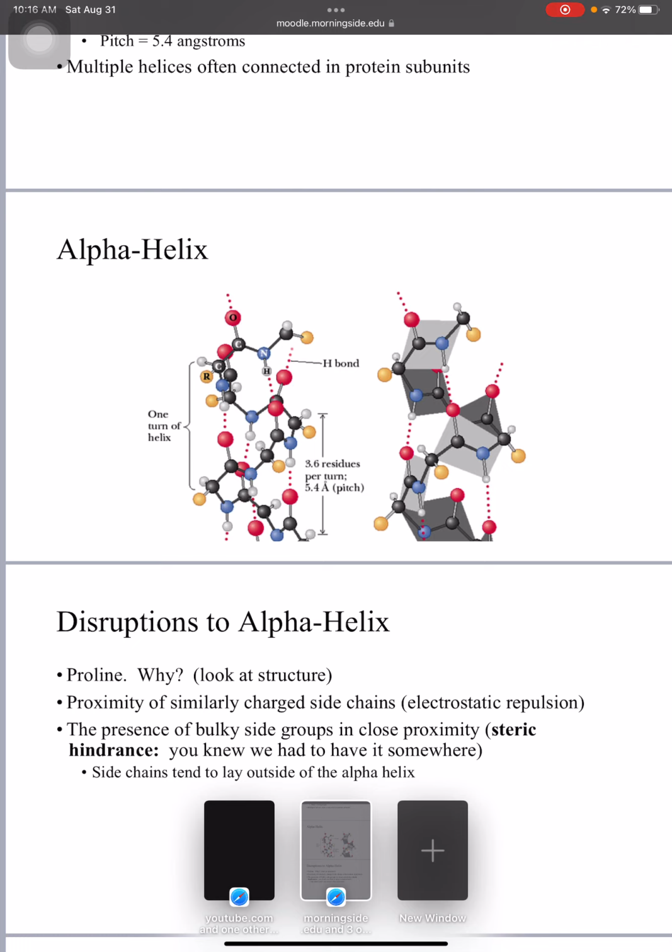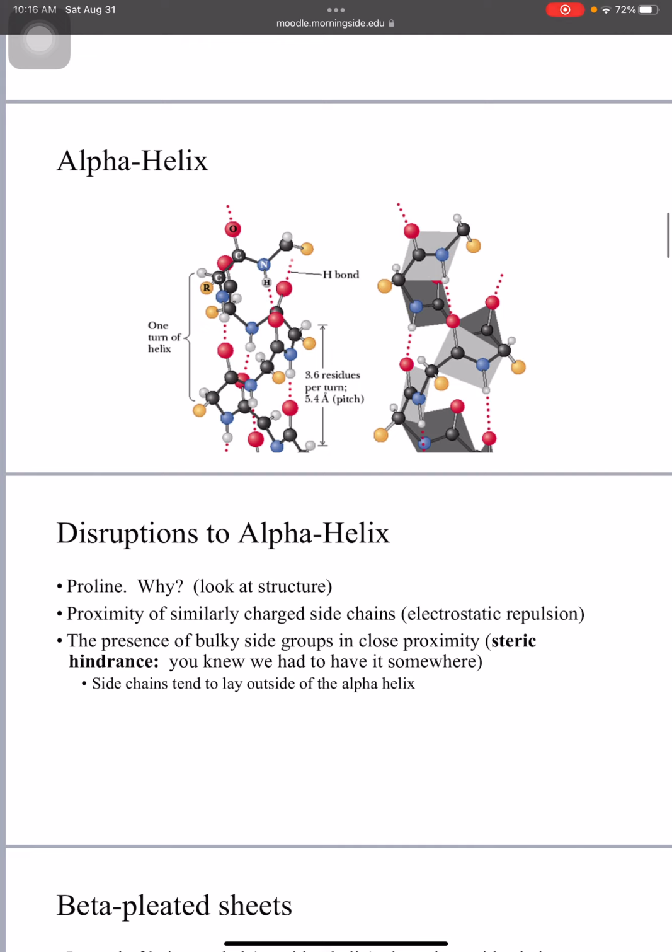Also, we haven't really talked about side chains, but if you have a bunch of charged side chains that have similar charges on them, that can cause a little bit of a disruption, right? Let's say you have two positive side chains in close proximity when the helix coils. Those charged side chains are going to repel each other, they're going to want to get away from each other, causing more space between them, and that can cause a little bit of a disruption in the regularity.